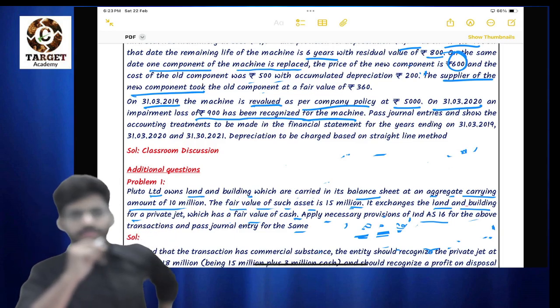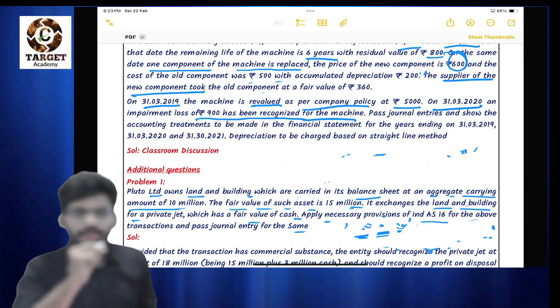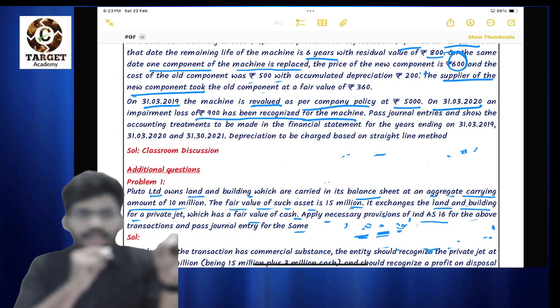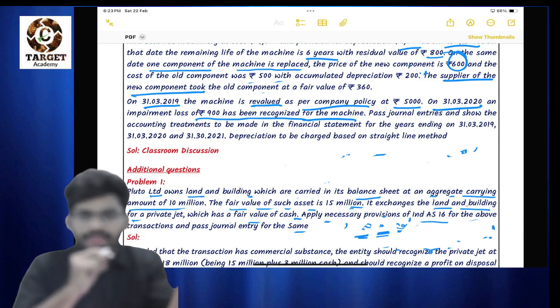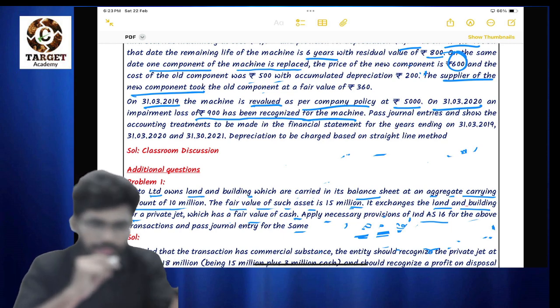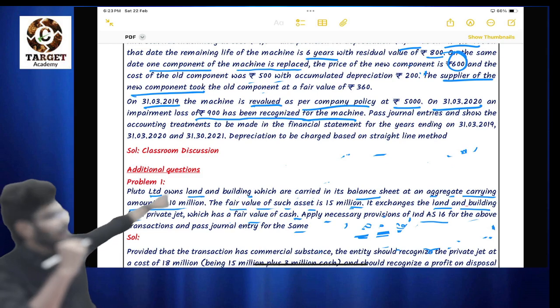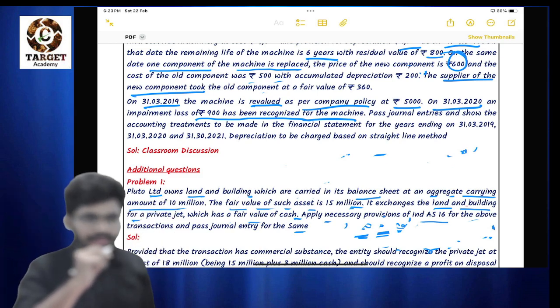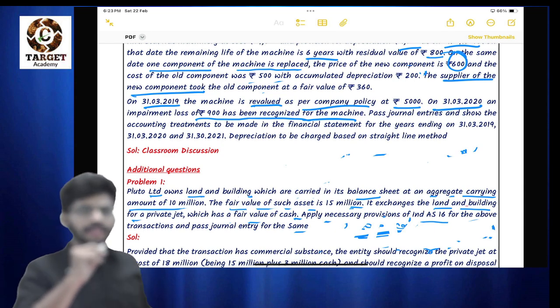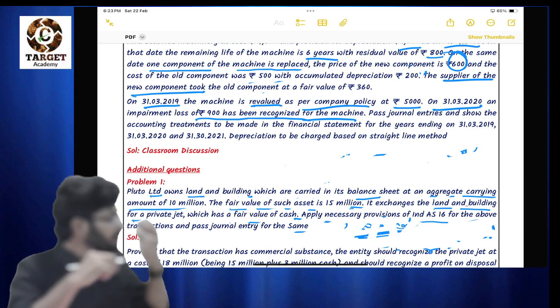Clear or not? Generally, what is the entry for impairment loss? P&L, impairment loss, to asset account. But in this case, if we have any OCI balance, OCI in the sense of revaluation surplus, then this impairment loss should be adjusted to revaluation surplus OCI. This was already discussed in our previous class. Correct or not?